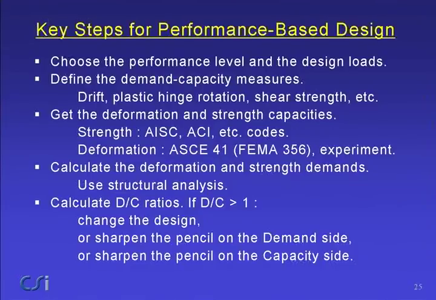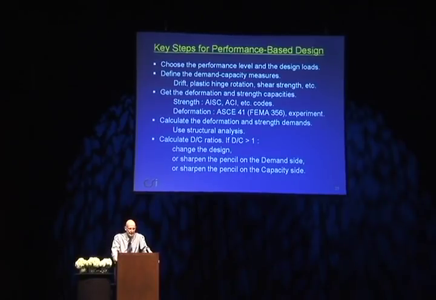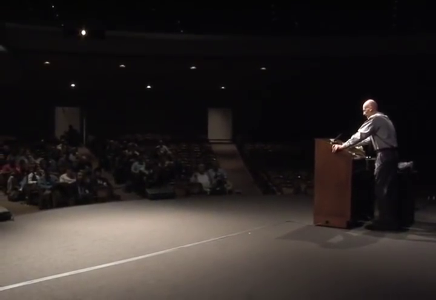Engineering decision parameters, EDPs, is another term which is used. This could be drift, which is sort of a structure property. It could be plastic hinge rotation, which is getting down to the component level. It could be shear strength, if you want a particular beam, for example, to remain essentially elastic in shear. And there would be many other measures that you would use for doing demand capacity comparisons.